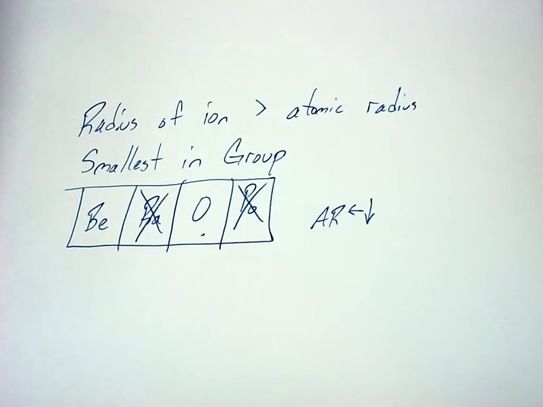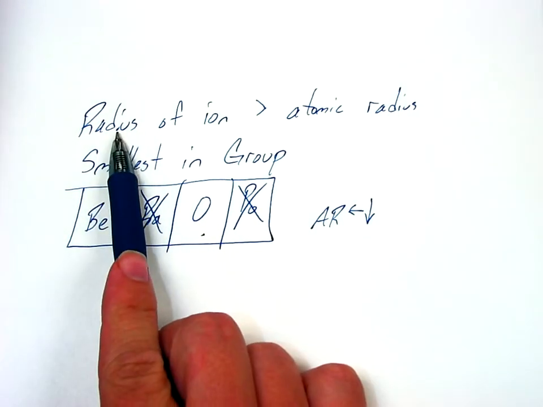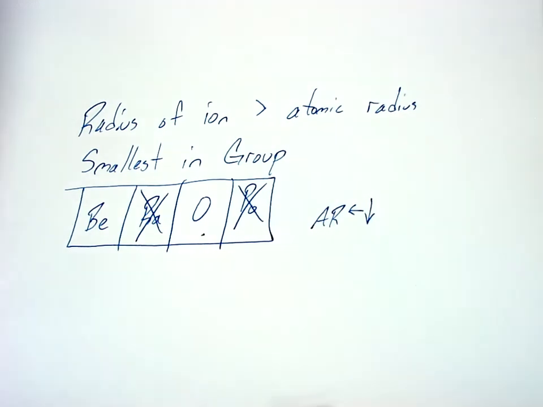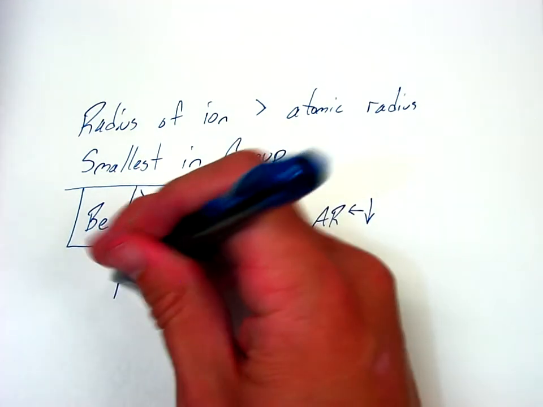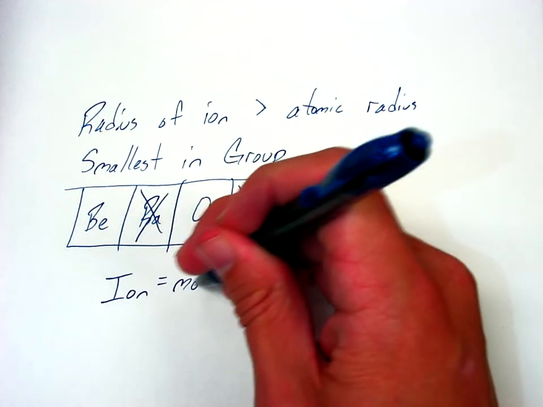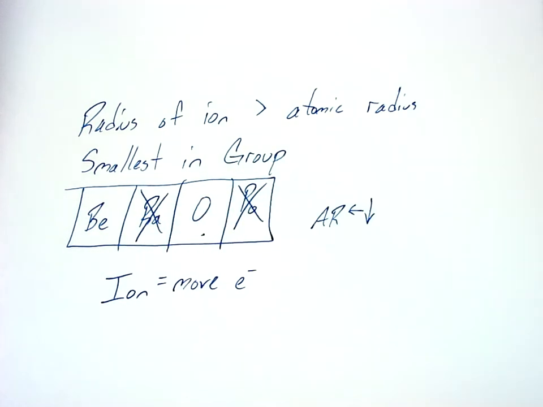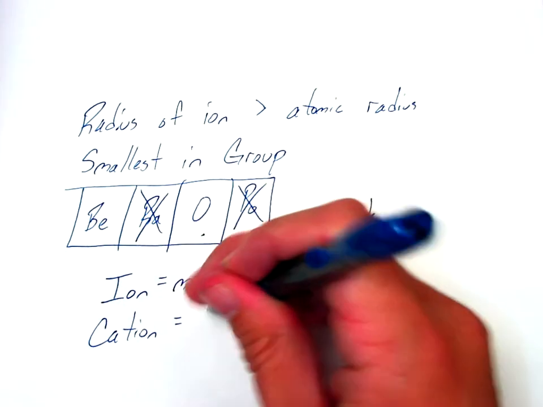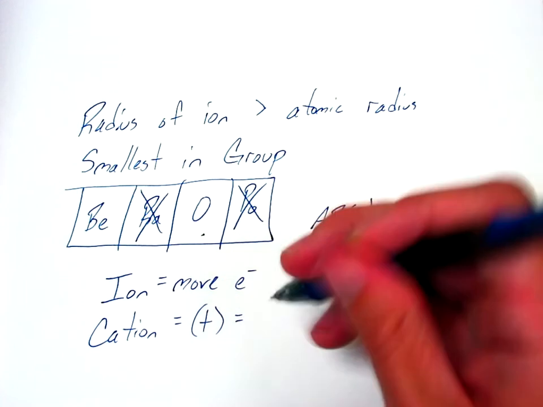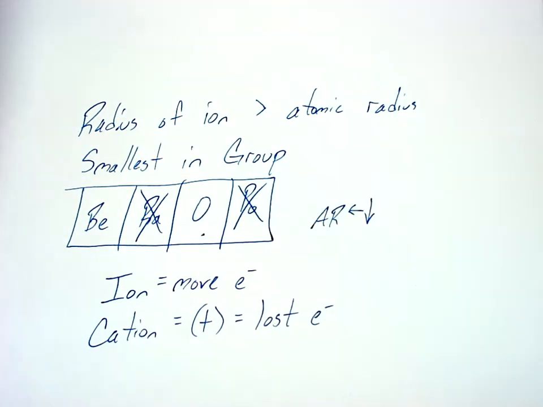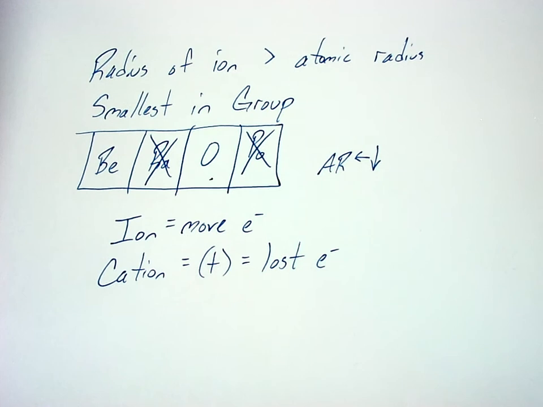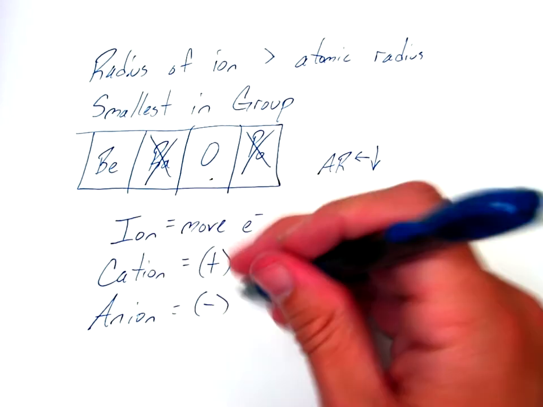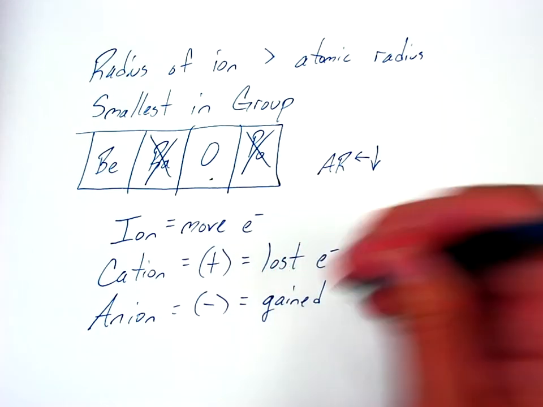All right. Let's go to this other fact. The radius of the ion is larger than the atomic radius. So what we need to know is, what does ion mean? To be an ion, that means that we are moving electrons. If it's a cation, then it's positive, and that means that we have lost electrons. These are just general chemistry facts. If it's an anion, that means we're negative, and we have gained electrons.